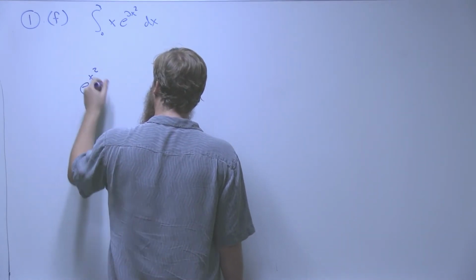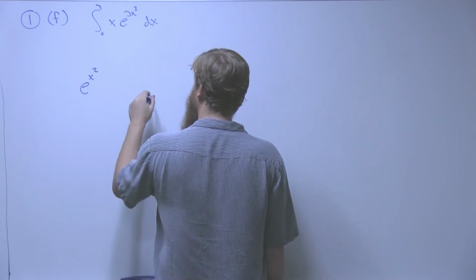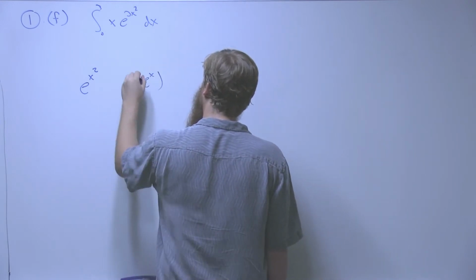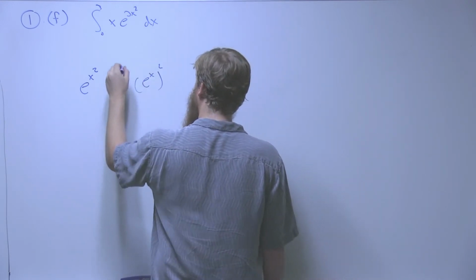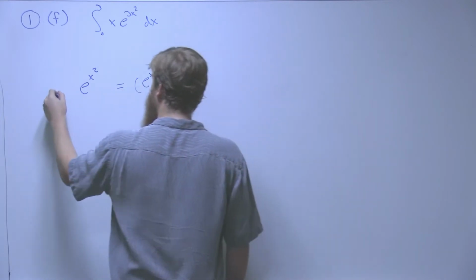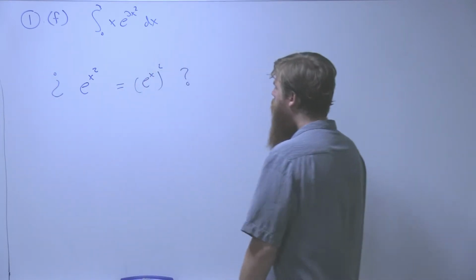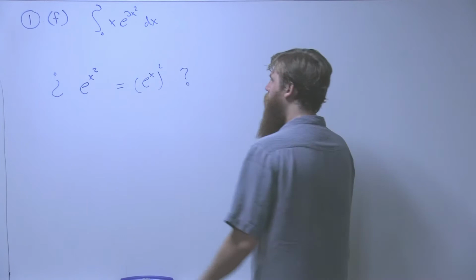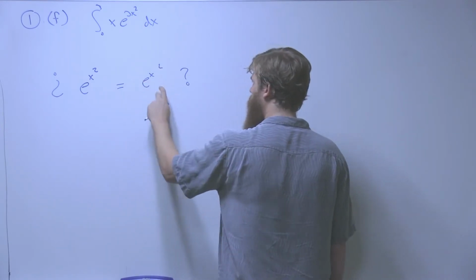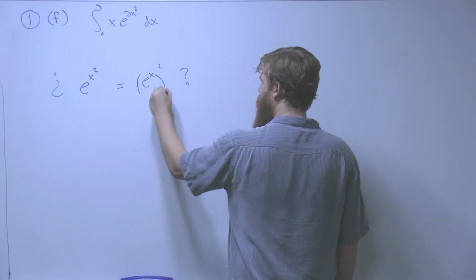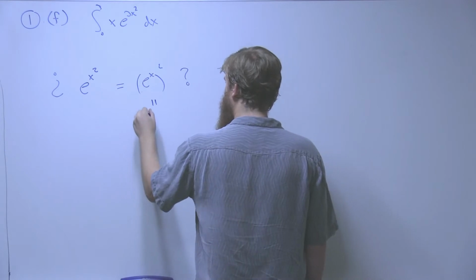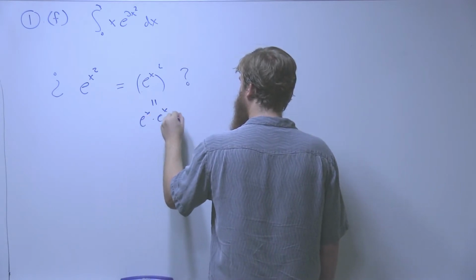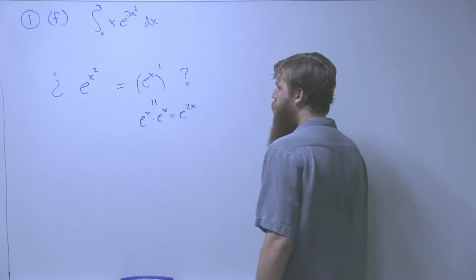x squared, you might be tempted to ask, is that the same thing as (e to the x) squared? Because notationally they appear similar. If I were to omit these parentheses, you wouldn't be able to tell at all. But you know that this guy is e to the x times e to the x, which is e to the 2x from our rules for exponents.